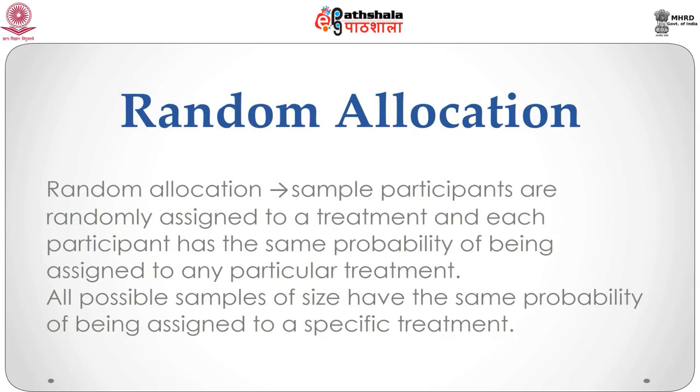Random allocation, on the other hand, is a procedure in which sample participants are randomly assigned to treatments, and each participant must have the same probability of being assigned to any particular treatment. If the design is based on capital N participants and small ni are to be assigned to treatment 1, then all possible samples of size ni have the same probability of being assigned to treatment 1.